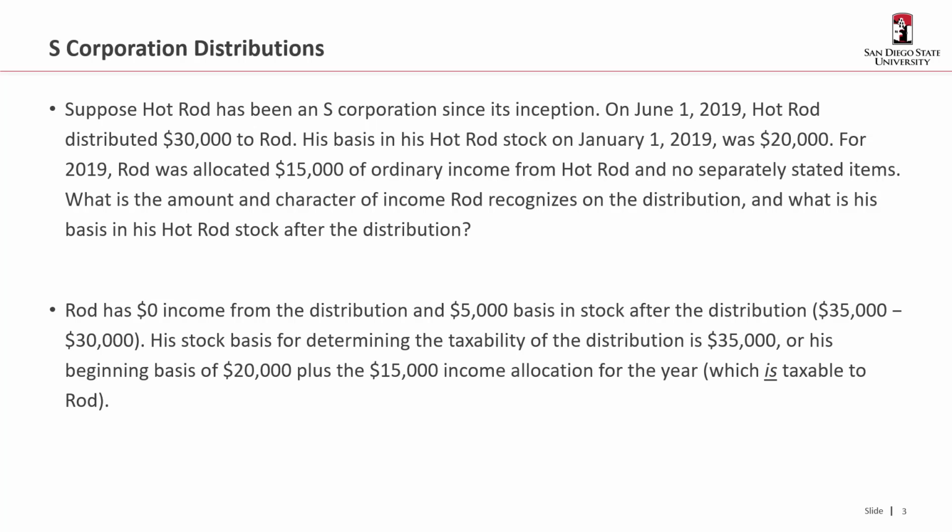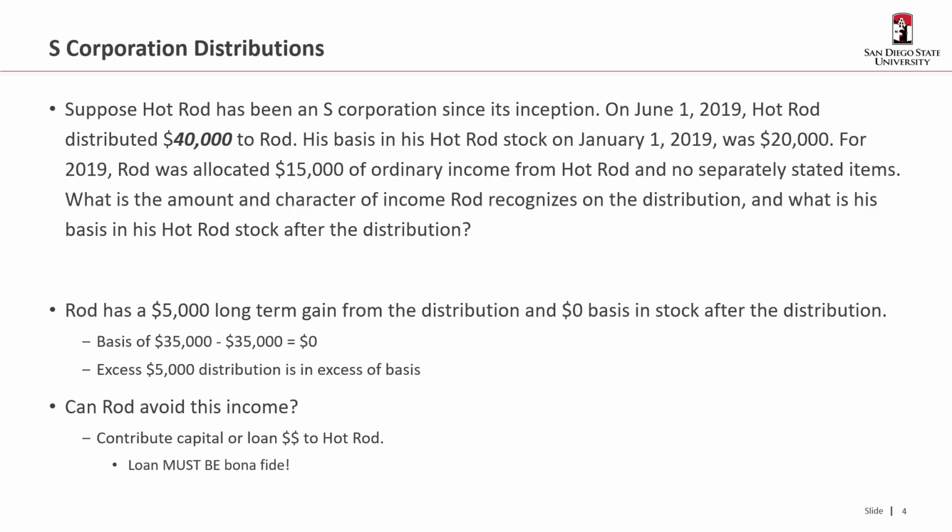So Rod is going to have zero income from the distribution because his beginning basis was $20,000. He was allocated $15,000. That takes him to $35,000. His distribution reduces his stock basis down to $5,000. And then that's it, right? Of course, the $15,000 of ordinary income allocated to Rod is taxable to him like any other allocation of income.